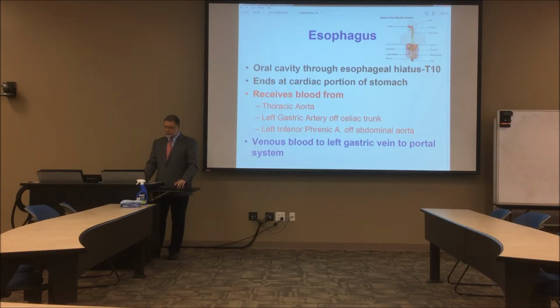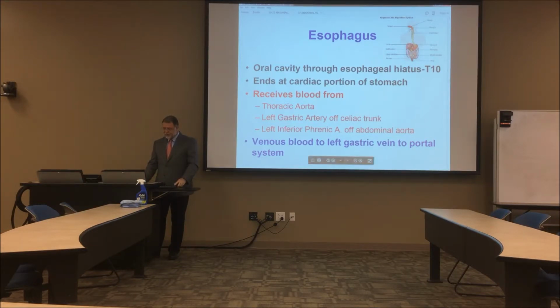So the esophagus will receive blood supply from the thoracic aorta, the left gastric artery that's from the celiac trunk, and part of the phrenic artery. These are the first branches of the abdominal aorta, crossing the diaphragm into the abdomen. Those first are going to be the phrenic arteries, one left, one right, and typically this is just above where the celiac trunk is.